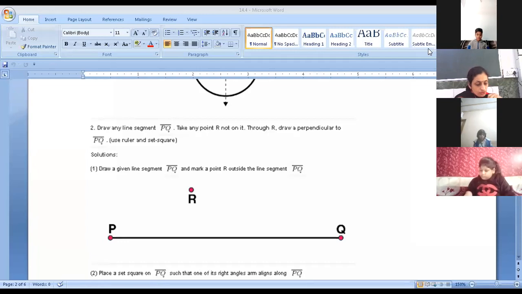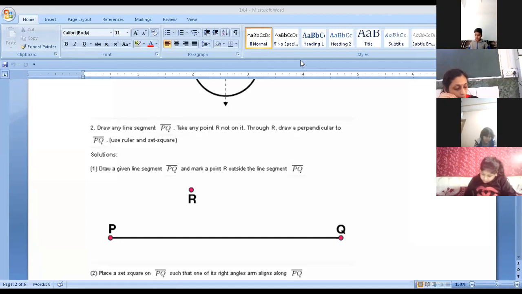Question number 2 is you have to draw a line segment PQ. So all of you draw any line PQ, any measurement, and take any point R not on it. R point you have to make outside this line. It should not be on line PQ.